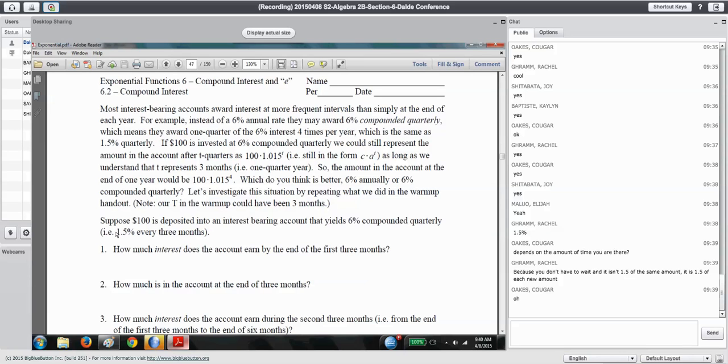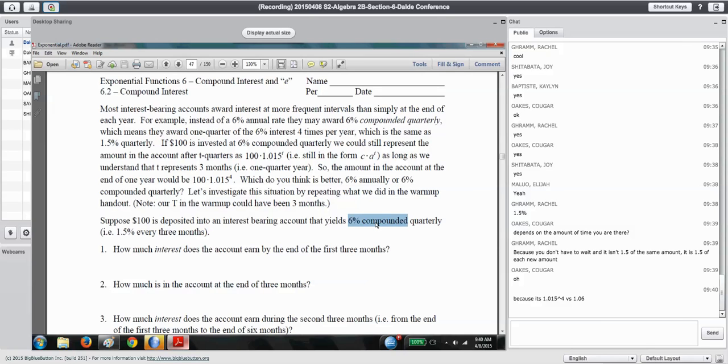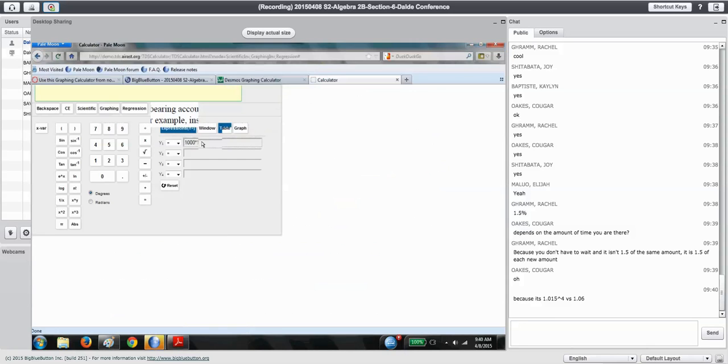If they're saying, hey, I'm going to do a 6% annual interest, but it only goes up 1.5% every quarter, then really I can just change those numbers again. I'm going to put in $100 over here, and instead of 1.01, I'm going to put 1.015. So here's the numbers. Actually, let's start this graph out at zero. At 0 months, I'm going to have $100 in there. That's how much money I put in to begin with.